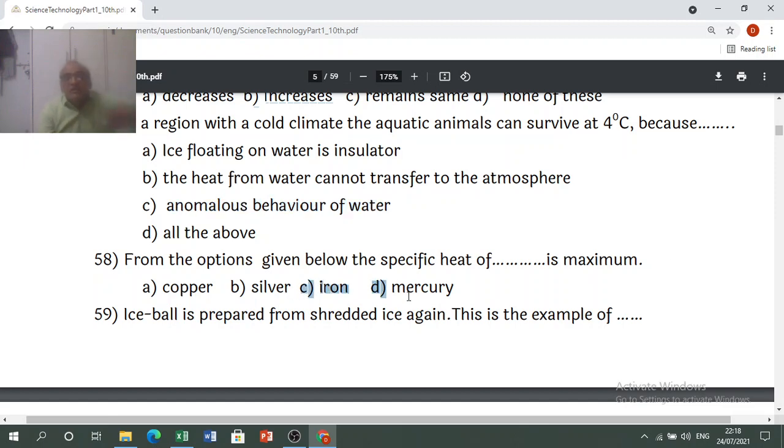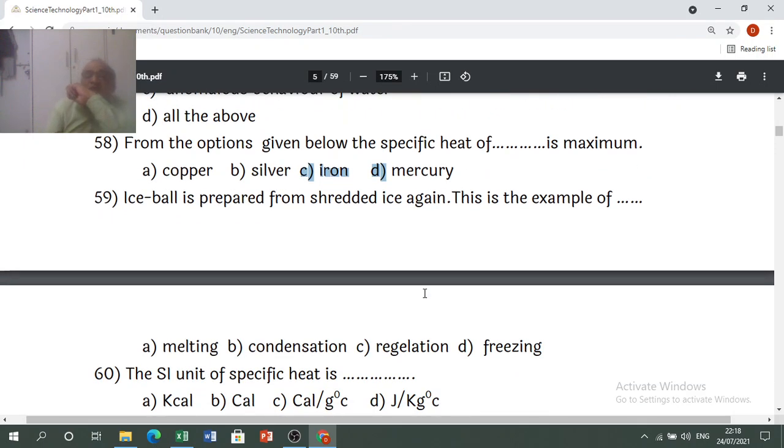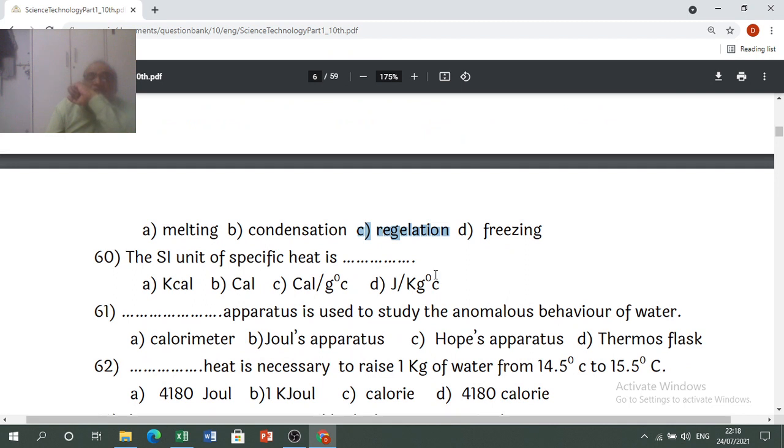Answer is C. An ice ball is prepared from sliced ice. Again, this is an example of regelation. The SI unit of specific heat is kilocalorie. Okay. Then that is the apparatus used to study the anomalous behavior of water.